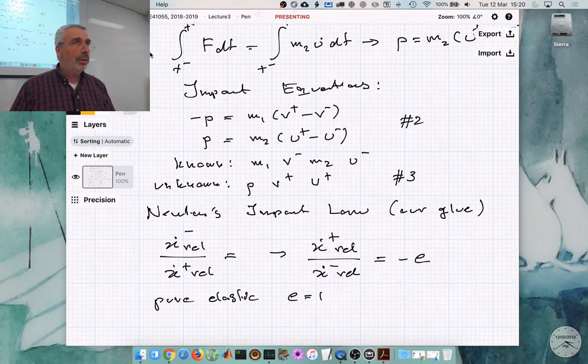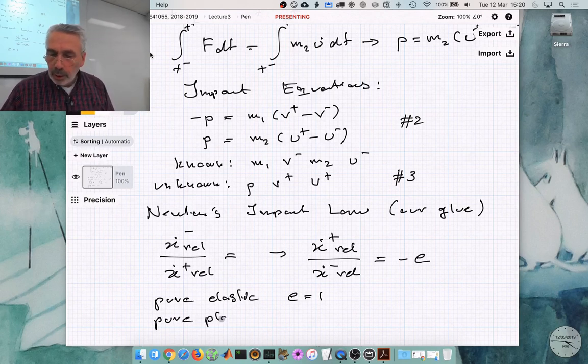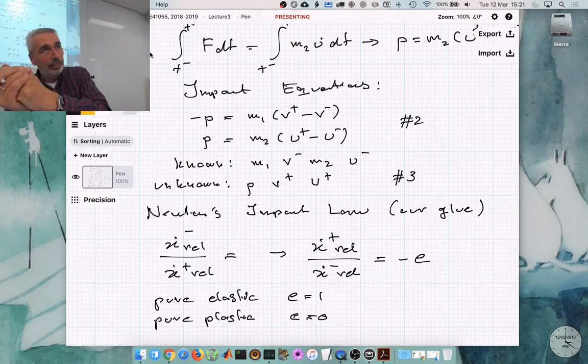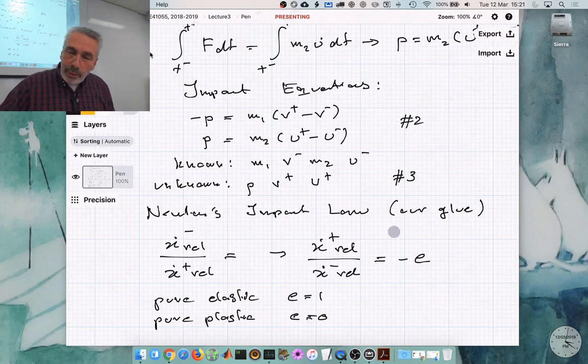I see question marks in your eyes. No? Okay. And then if you have pure plastic, meaning you drop something on the ground and it just stays there, it doesn't bounce, then the e is zero. Or in other words, the relative velocity after impact is zero. They are just glued together. And this law is the missing glue in our equation.